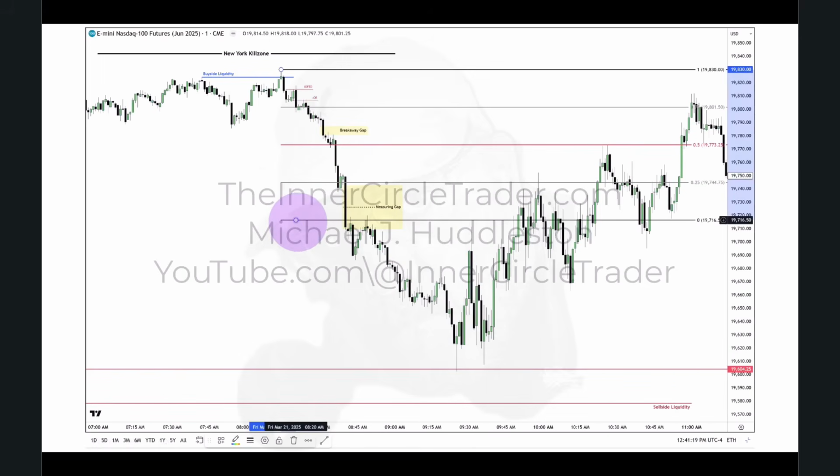I want you to take your attention to that red level right there. That's the 50% level on the Fibonacci. As I pull the fib down, I'm trying to eyeball this 50% level and line it up with the middle of the measuring gap. So I'm going to overlay this red line with this dotted line, which is half or the middle of this sell side imbalance, buy side inefficiency.